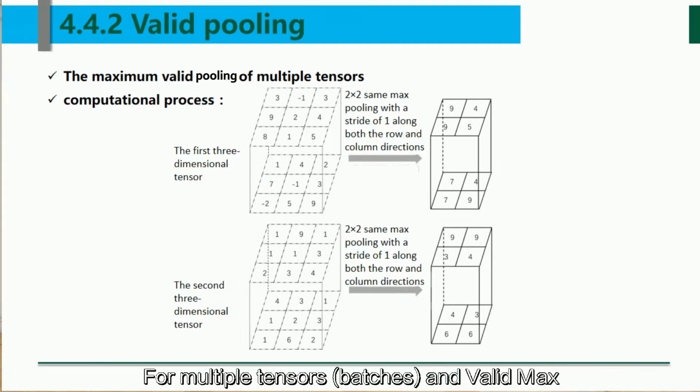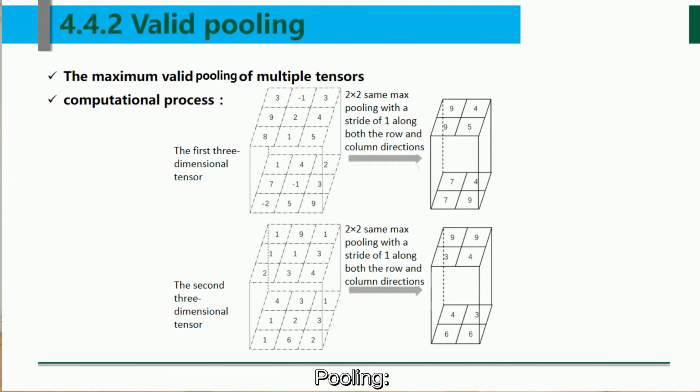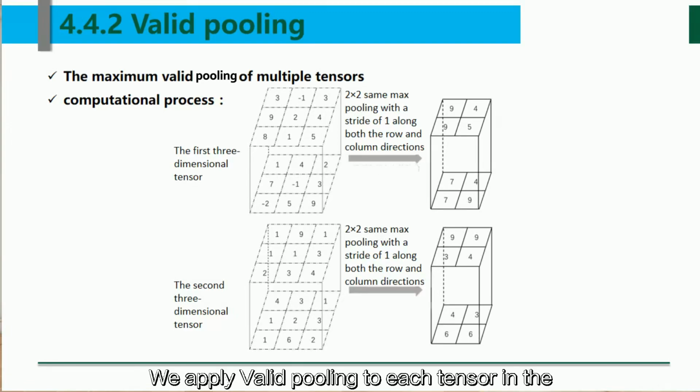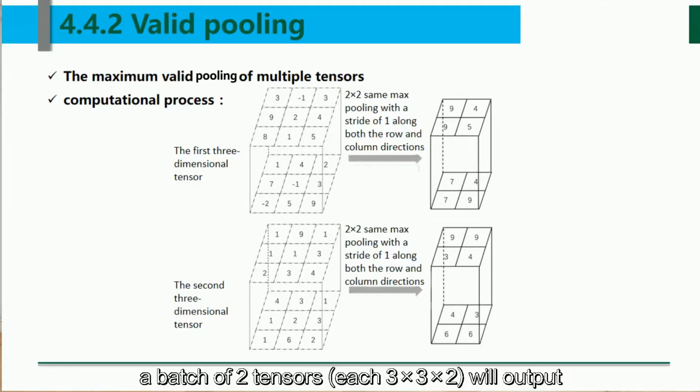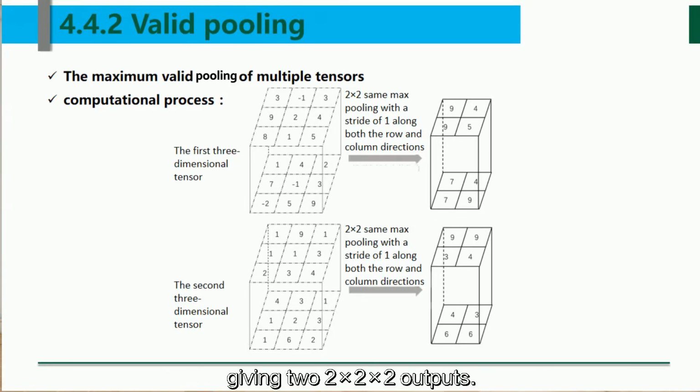For multiple tensors, batches, and valid max pooling, we apply valid pooling to each tensor in the batch independently. For example, a batch of 2 tensors, each 3 multiplied by 3 multiplied by 2, will output 2 tensors, each 2 multiplied by 2 multiplied by 2 after pooling. The slide's diagram shows two 3 multiplied by 3 multiplied by 2 tensors. Each is processed with 2 multiplied by 2 valid max pooling, step 1, giving two 2 multiplied by 2 multiplied by 2 outputs. This is how we process batches with valid pooling.